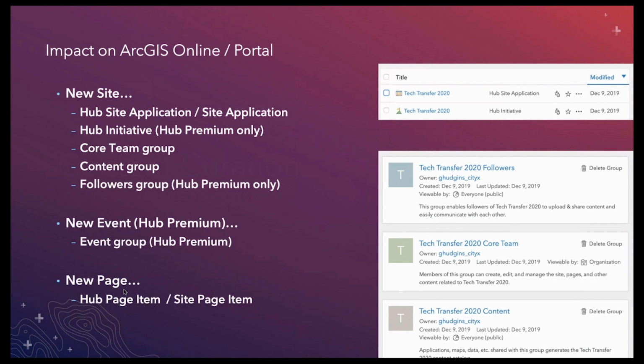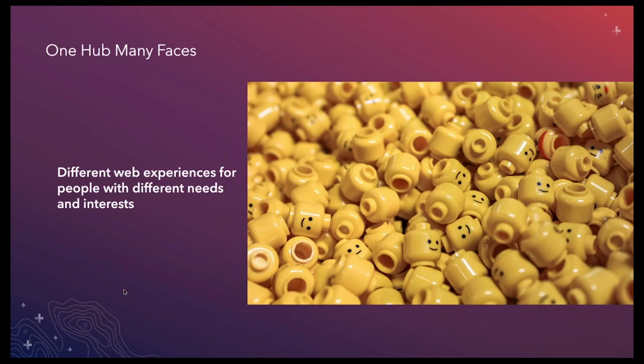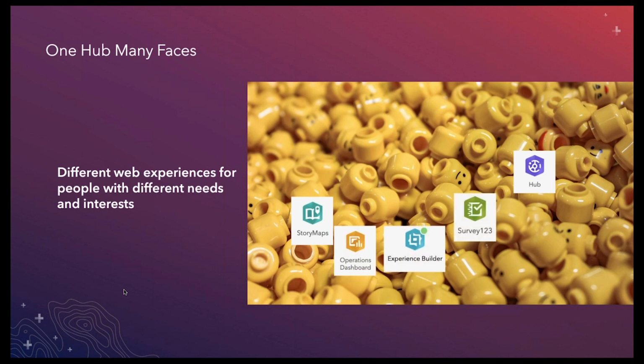All right, so now we've got some of the basics. Let's talk through what kind of content we want to feature on this site. Hub, it's one hub, but you have many faces. There are many kinds of experiences you might want to showcase. So you start with Hub, you start with your launch site, and then you have different experiences you add. So things like story maps for creating narrative experiences, operations dashboard for more at a glance key performance indicators, experience builder for more full-fledged or more customized web experiences, and then Survey 123 if you want to get feedback from your end users. And you can feature all of that on a hub site.